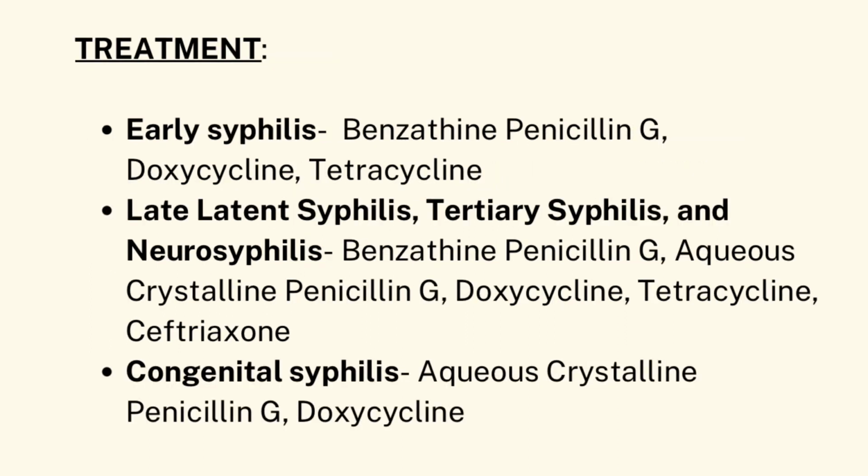Treatment of Treponema pallidum infection involves the use of antibiotics. In case of early syphilis, benzathine penicillin G is administered, and doxycycline and tetracycline are alternatives for penicillin allergy. In case of late latent syphilis, tertiary syphilis and neurosyphilis, benzathine penicillin G or aqueous crystalline penicillin G can be given. And doxycycline, tetracycline and ceftriaxone are given to individuals who are allergic to penicillin. In congenital syphilis, aqueous crystalline penicillin G is administered and doxycycline is the alternative for penicillin allergy.